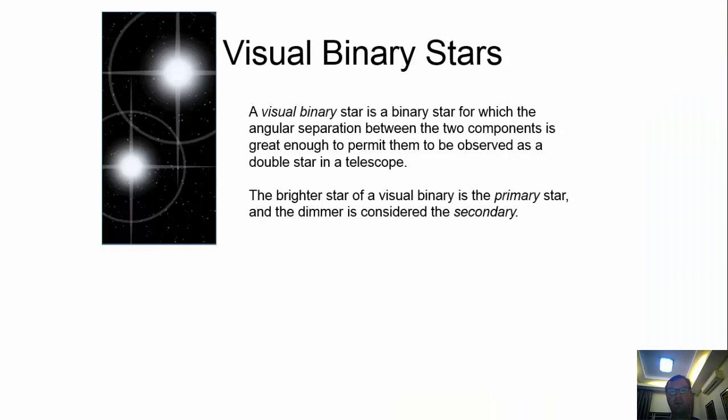We've got visual binary stars. This is where we can clearly identify an angular separation between the two stars visually. And what we normally have here is that there's normally a brighter star, the visual binary, and this is known as the primary star, and a much dimmer star, which is considered the secondary star.